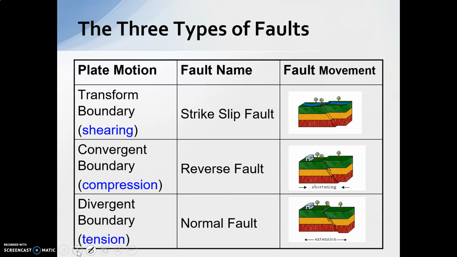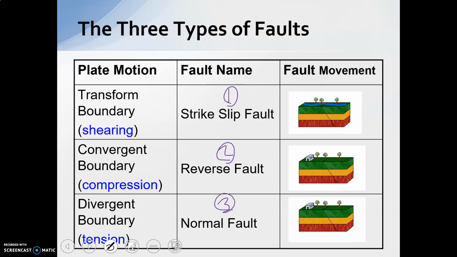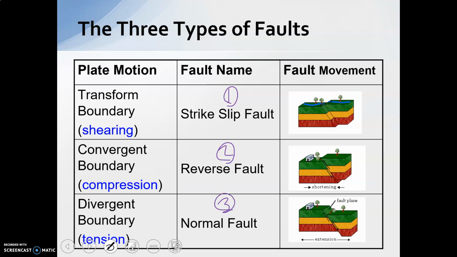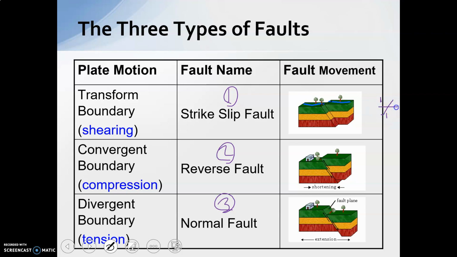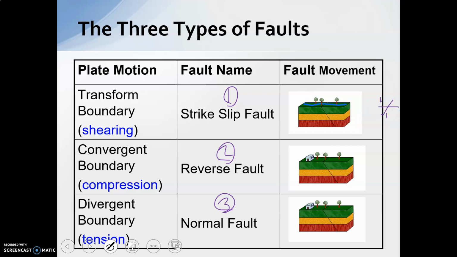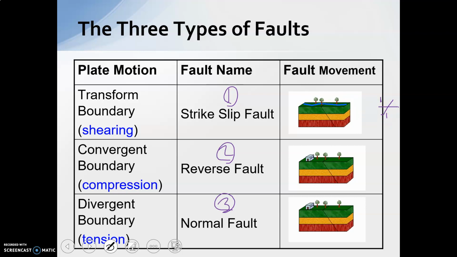So the three types of faults are transform, convergent, and divergent boundaries are associated with the three faults. So we have a strike slip fault, that's fault 1. We have a reverse fault, and we have a normal fault. So a strike slip fault is going to be transform boundary motion. It is shearing in terms of its stress. And it's seen right here. It slides past, it would cut off something such as a river, etc. And it will cause damage.